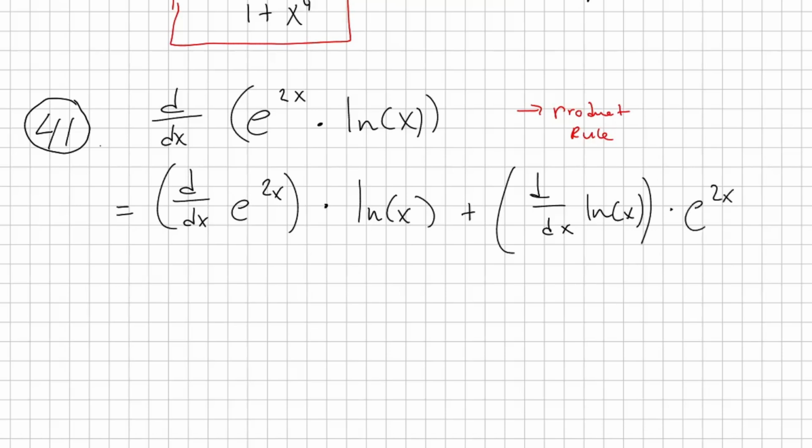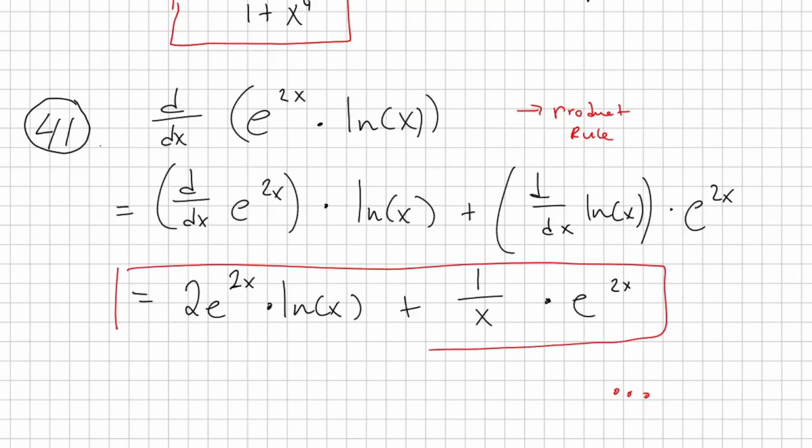There we go. Remember, if we have e to the 2x, we're just going to bring our 2 down, so it becomes 2e to the 2x. That's it. As simple as that. Times the natural log of x, plus the derivative of natural log of x, which is 1 over x, multiplied by e to the 2x. I believe there could be some ways to simplify this, but I'll leave that up to you. Put a dot dot dot if you want to simplify it. I'm going to circle this. And that's it for 41.